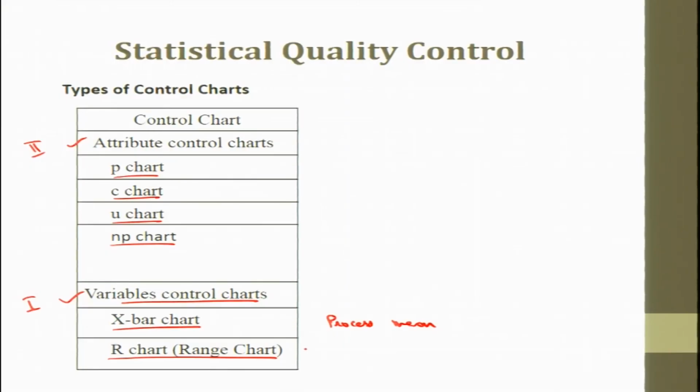So next is R chart. So R chart is range. Range, like I said, what is range? Range is also the difference between the maximum and the minimum value. So what does this tell? This is actually the measure of the process variability.